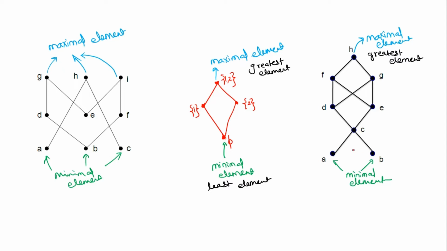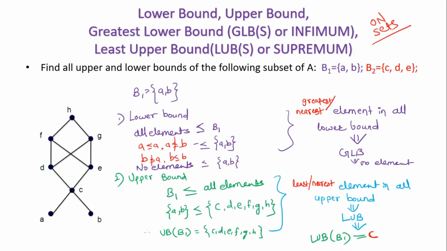For this Hasse diagram, A and B will be minimal elements because no edge is coming to A and B. And H will be your greatest element because no edge is going from H and meeting another vertex in the upward direction.